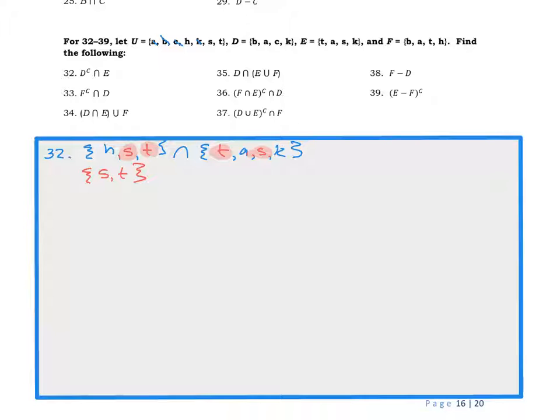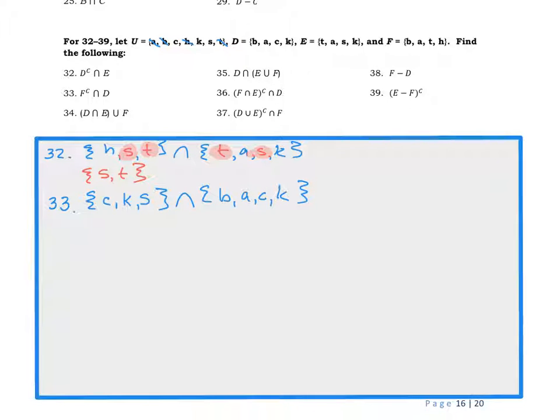All right, 33 is the complement of F, intersected with set D. So I'm going to remove elements of F from the universal set: B, A, T, and H. So I am left with C, K, and S from the universal set. So I have the complement of F defined, and I want to find the intersection of that and set D, which has elements B, A, C, and K.